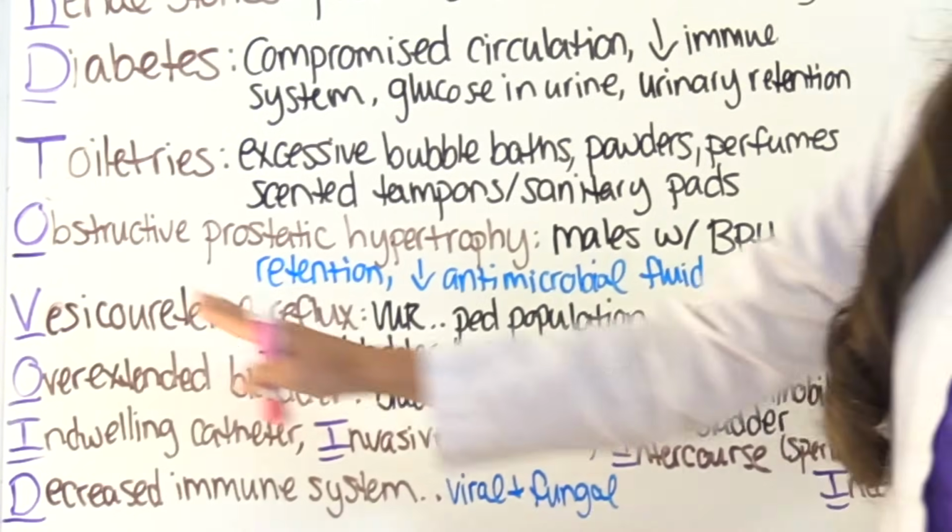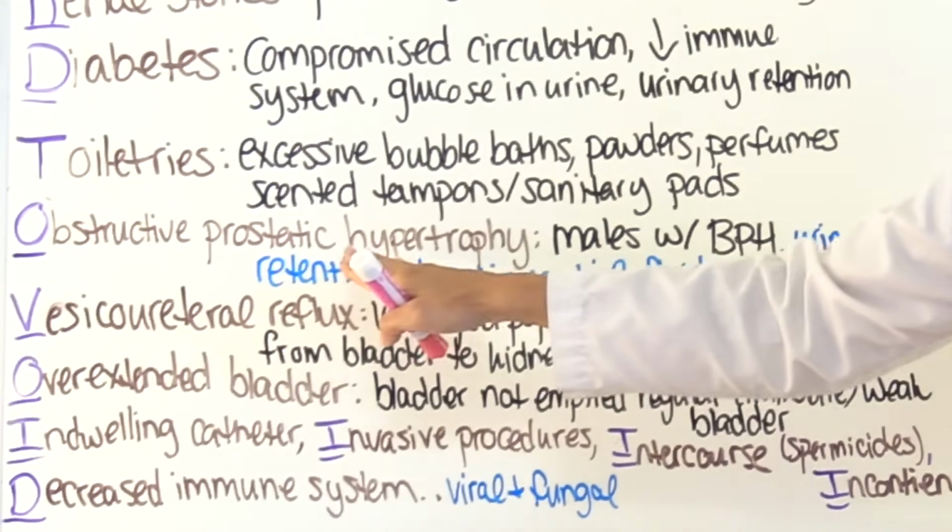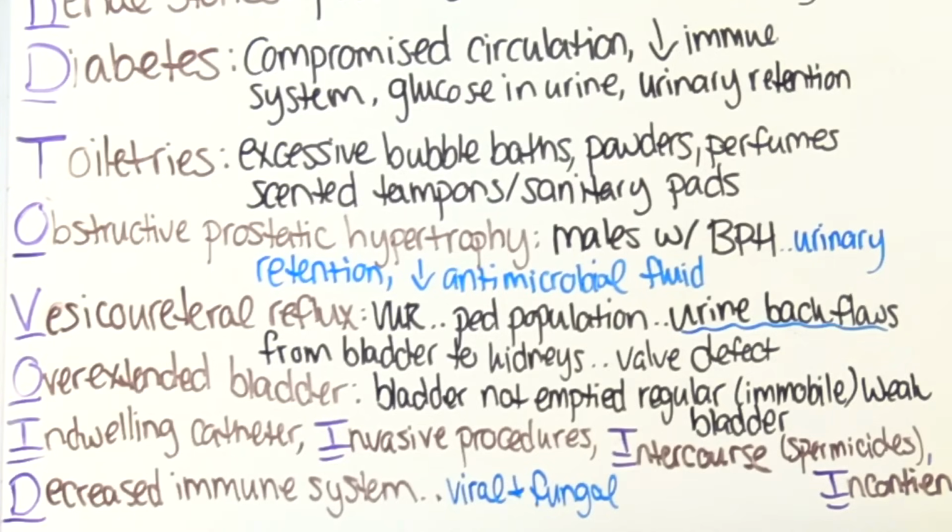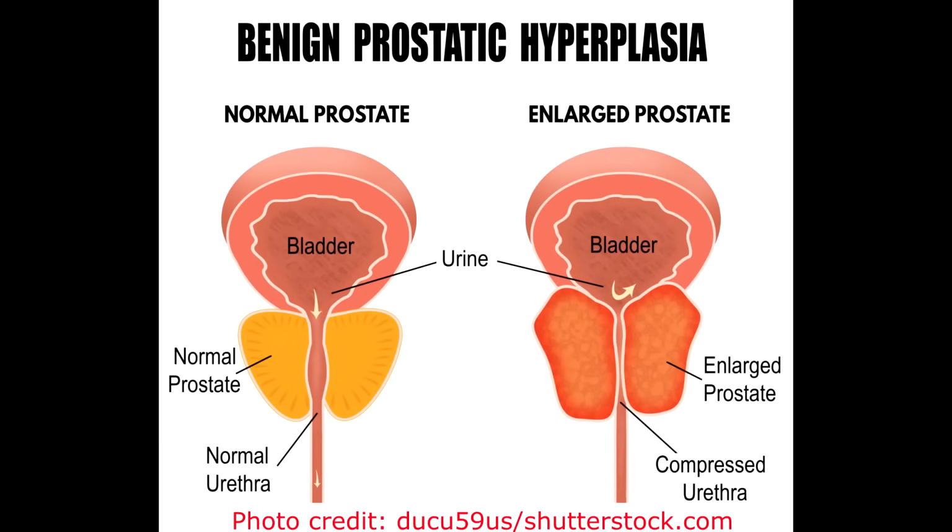Okay, O for obstructive prostatic hypertrophy, and this is seen in males, typically those who have BPH. What happens with this is that they get urinary retention. The prostate enlarges and it squeezes or compresses the urethra. Urine can't get out, so you get urinary retention. And also that prostate gland isn't able to secrete that antimicrobial fluid properly, so you lose the fighting power of that fluid to fight off infection as well.